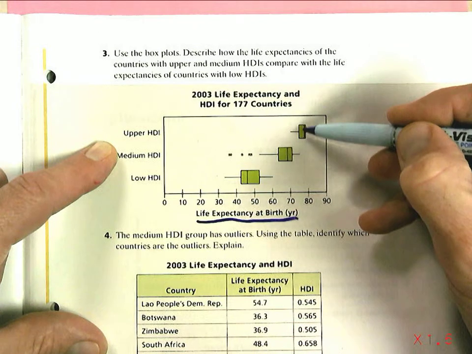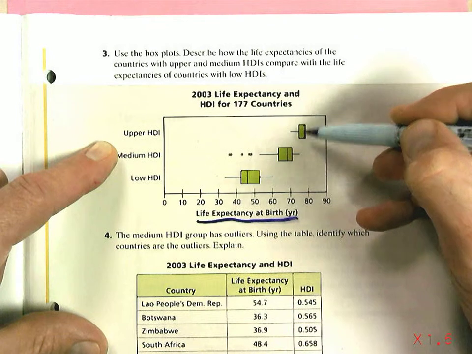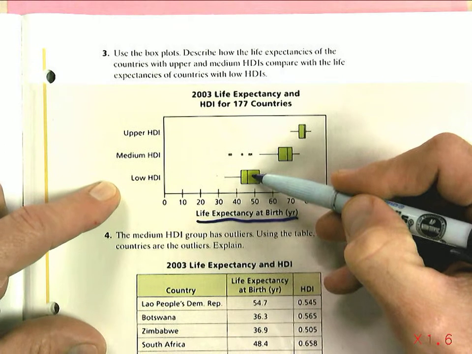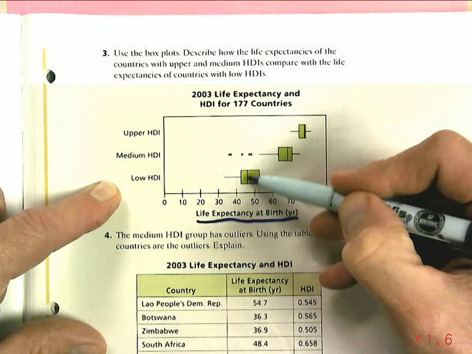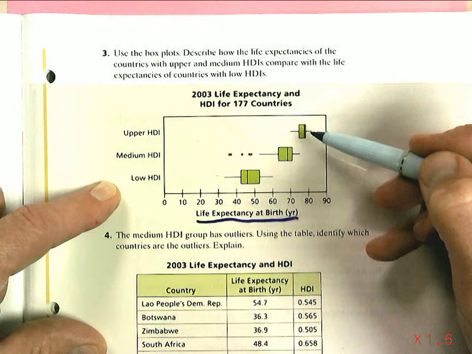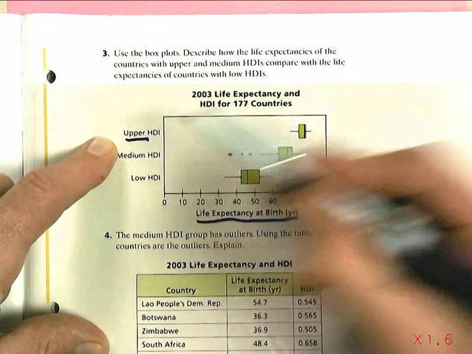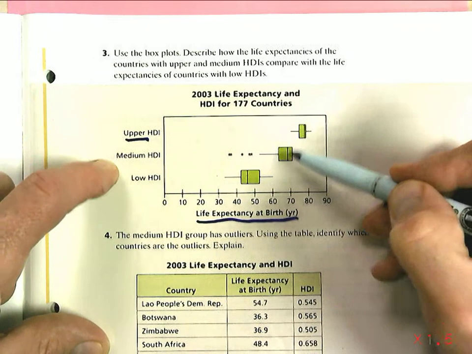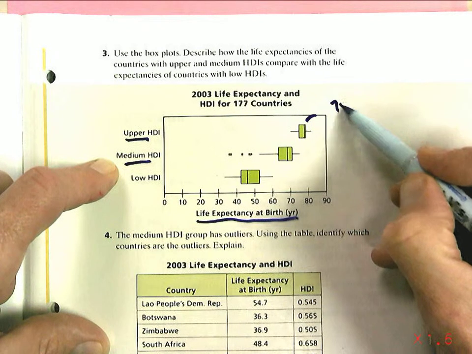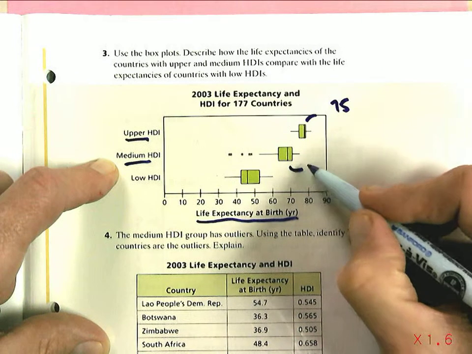Okay, and so in this case, here's our upper group. You can see their median is close to 80, the medium group is closer to 70 for the median, and for the low HDI group, that median's around 45 years old. If you're comparing life expectancy for the upper HDI group, around 75 years, compared to the medium HDI group, closer to about 68 years.